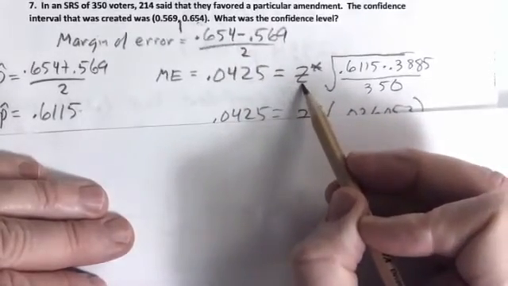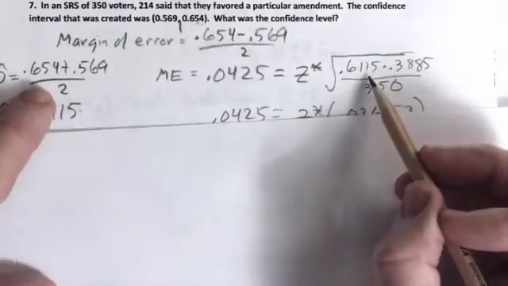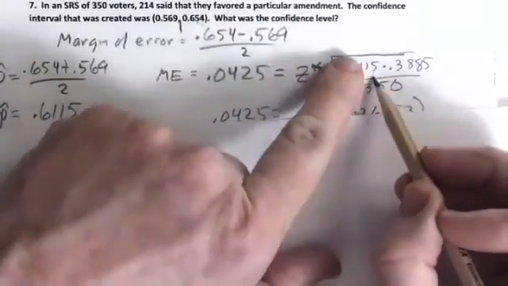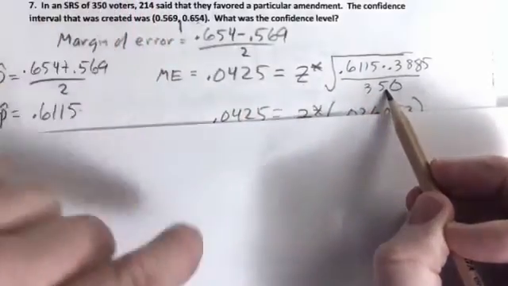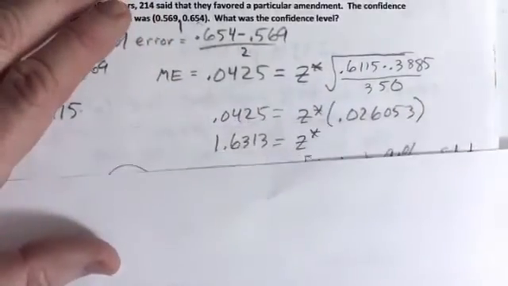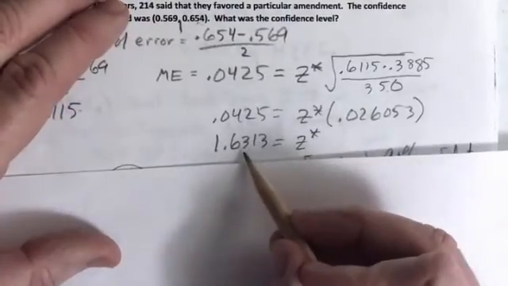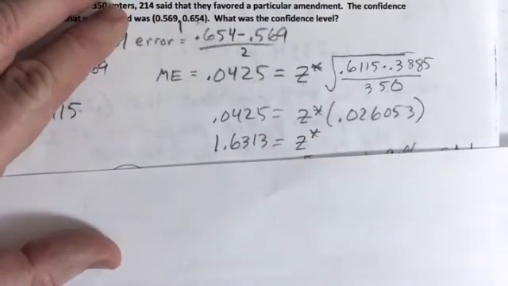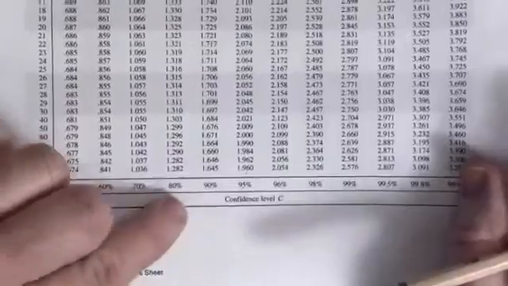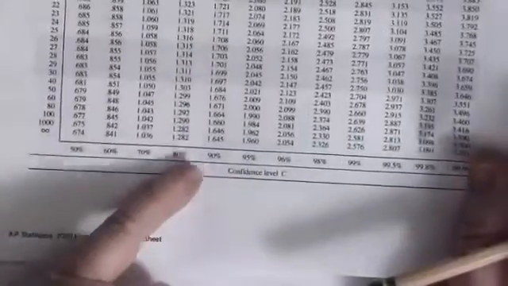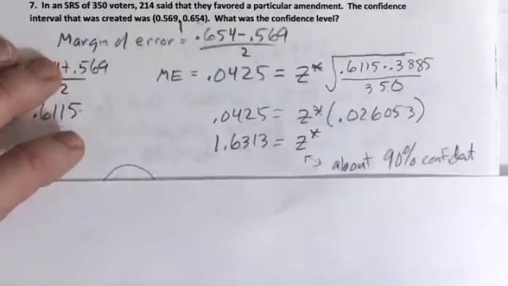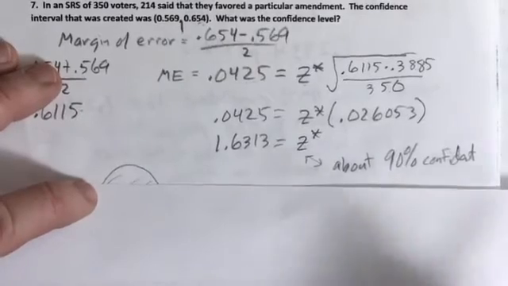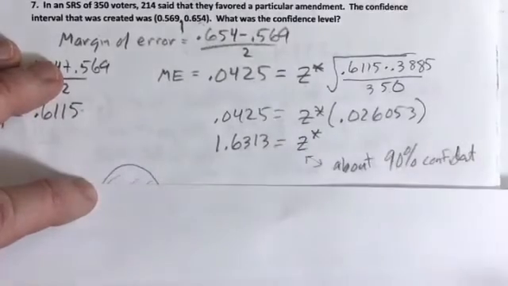Z star is what we're trying to find. And then we put our P hat in for P, and the sample size was 350. Then we just simplify this down and solve for Z star to be that. And then we would look on our table and say, well, 1.63, that's pretty close to that. And so it's about 90%. When this has been on the exam before, that's pretty well what they accepted. So it's about 90%.